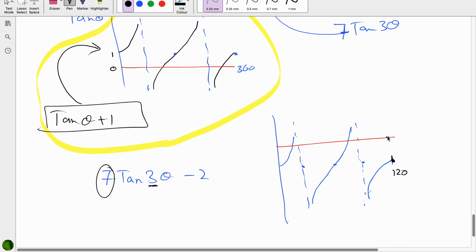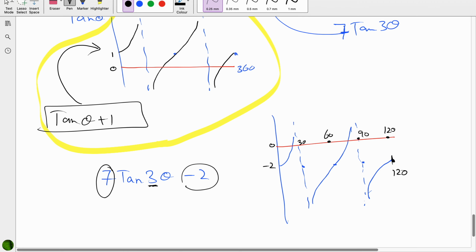This 120 should be right here above the previous one, and this point is 60. This vertical line was 30, the second vertical line was 90, and because it is minus 2, the graph is moving down. This is 0, this is minus 2, and that's complete.